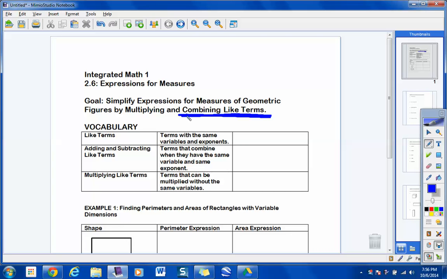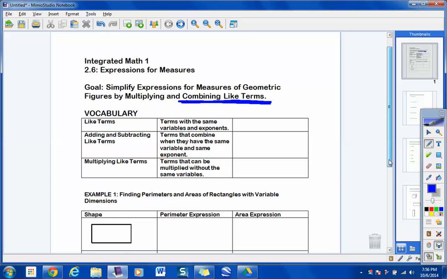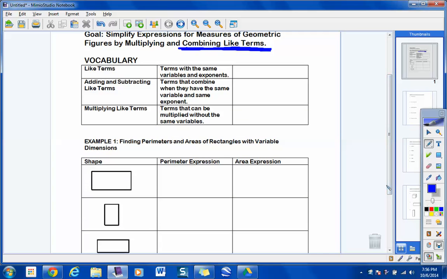Vocab-wise today, get started here, like terms, all right? Like terms are any terms with the same variables and exponents. So as an example, a pair of like terms might look like, say, 3x and negative 2x. That might be a set. You might see something that looks like this too, something like 4xy to the second and 2xy squared. Okay, same variables, same exponents. All right, so we'll squeeze that in there.